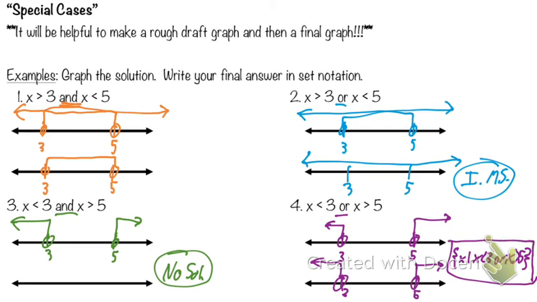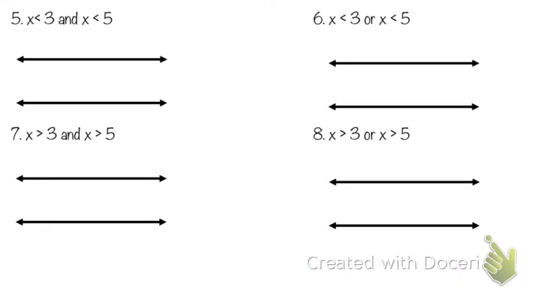So 1 and 3 were kind of business as normal. We saw 2 and 3 were our special cases. Okay, we're going to see kind of similar things going on here on 5 and 6 though. So we have x is less than 3 and x is less than 5. And we have the same thing on number 6 except for it's or. So on 5 with the and, we're going to graph them with a rough draft.